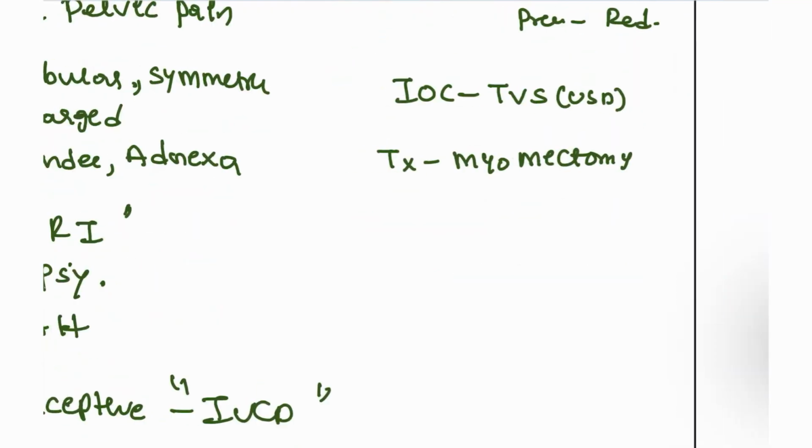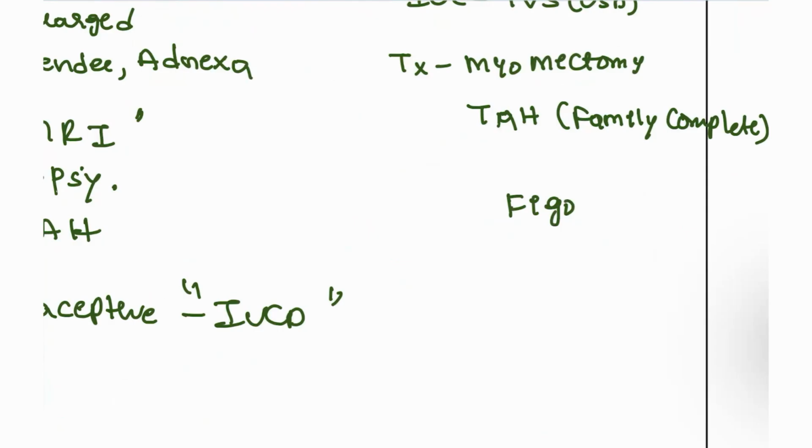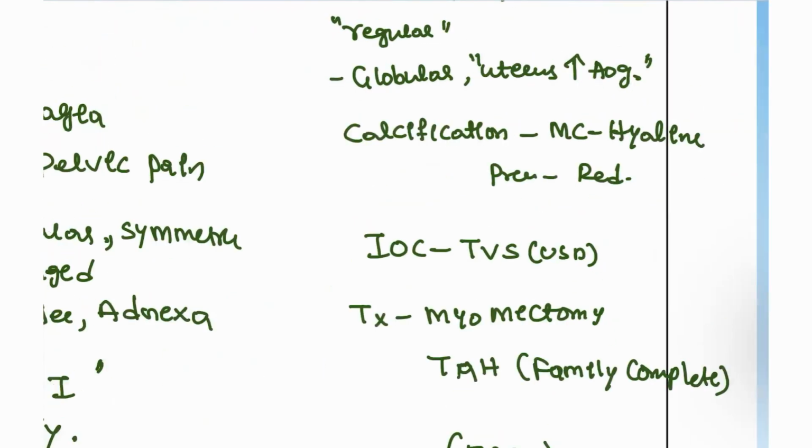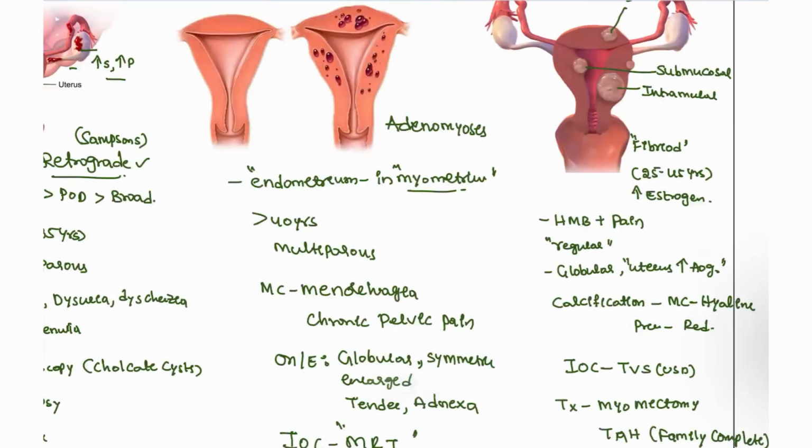But if the fibroids are more, then we have to go for the total abdominal hysterectomy, and only if the family is complete. If the family is complete and they are large, then you have to go for the total abdominal hysterectomy. And for this also, we have to go for the FIGO classification. You have to take note of each and every thing, like what is the staging, where it is included, and what arteries are included. All the things that you have to consider, and risk factors. So these are some of the endometrial disorders.